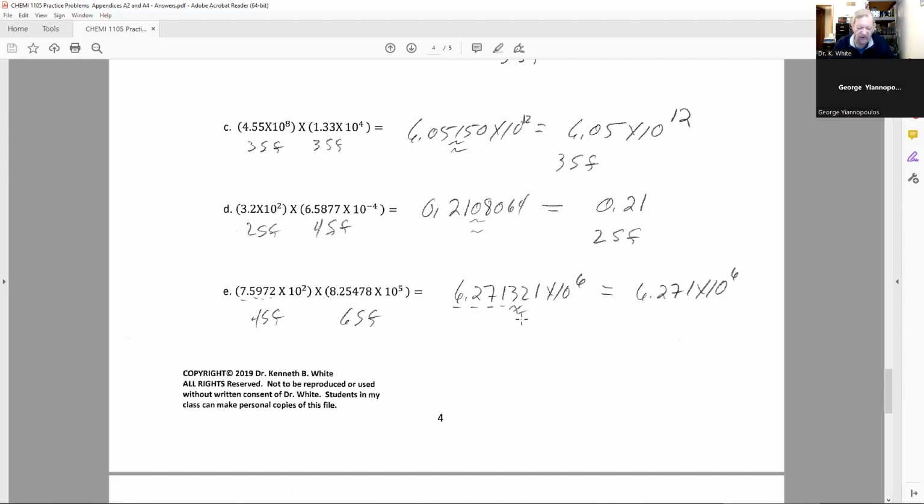The next number I use to round off, 3. Is that 4 or less or 5 or higher? And hopefully I'll pick 4 or less. Therefore, I drop the 3 and 2, 1, and the correct answer should be and is 6.271 times 10 to the 6.